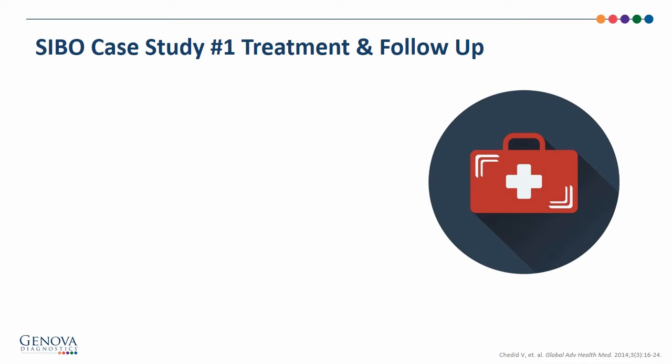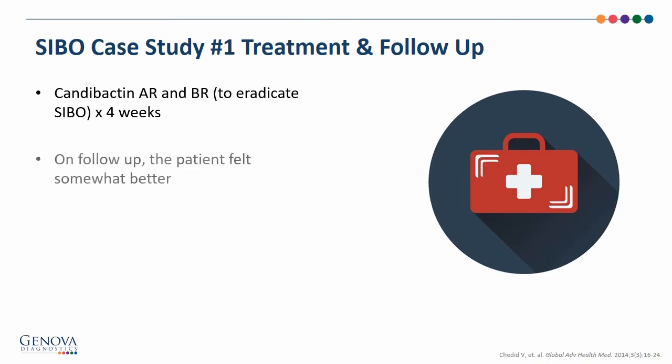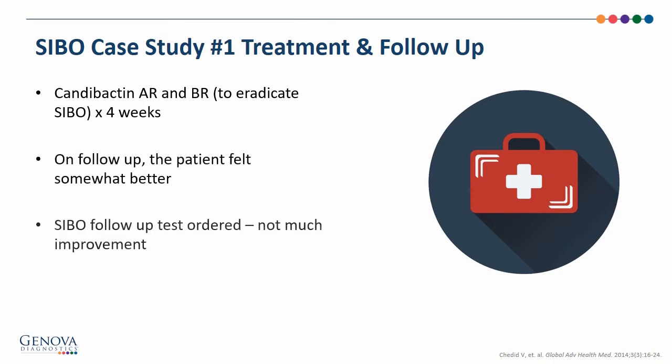Treatment for this patient involved a botanical protocol of Candibactin AR and BR to eradicate SIBO. This is a botanical regimen described in the paper cited at the bottom of the screen. That study showed that the botanical regimen was as effective as the prescriptive antibiotic rifaximin for SIBO. On follow-up, the patient felt somewhat better, so another test was ordered.